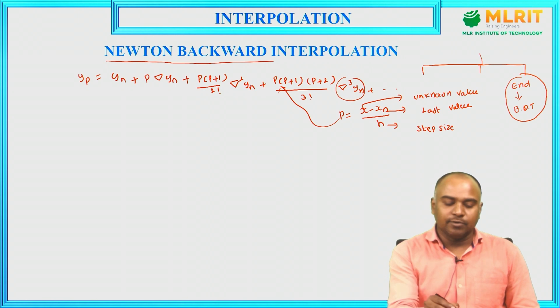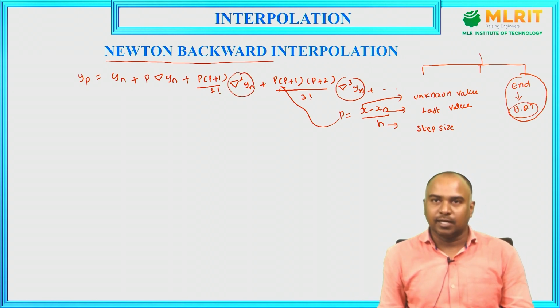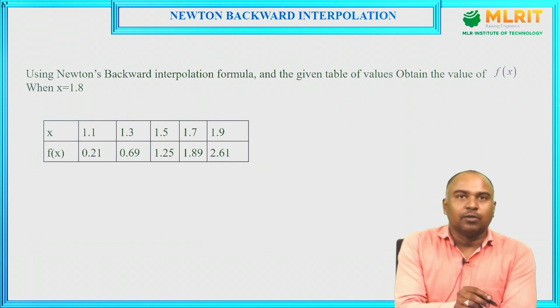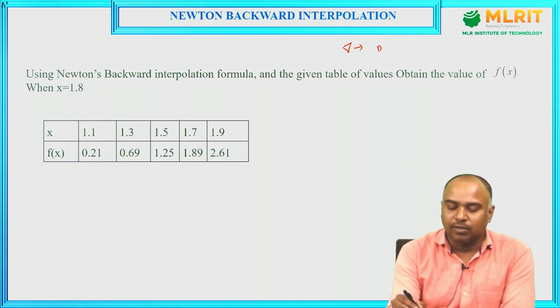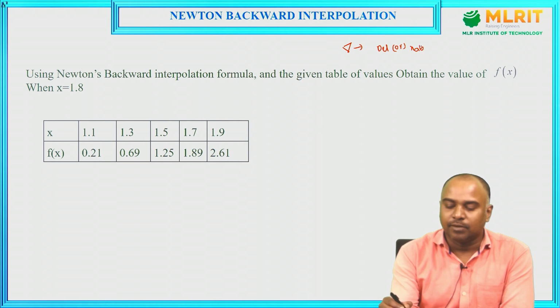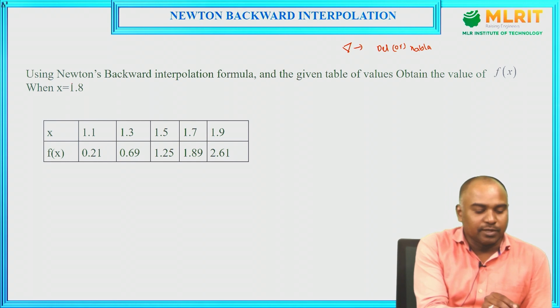To get these values, we must construct the backward differences table that we discussed in the last sessions. Look at the question and how we are going to find it. The backward differences notation is del, or we can call it nabla. This we discussed in session number 2. Just go back and check that notation.